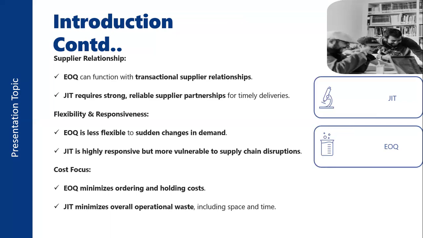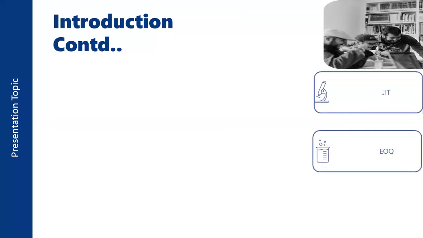Now, the cost aspect. The next angle is the cost aspect. EOQ minimizes the ordering and holding cost. We have already discussed that. And overall operational wastage should be minimized through GIT. That is the main prima facie of this.